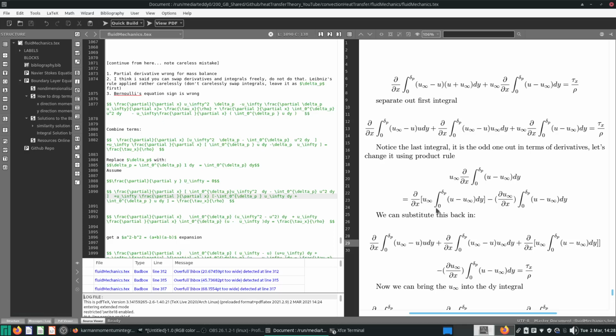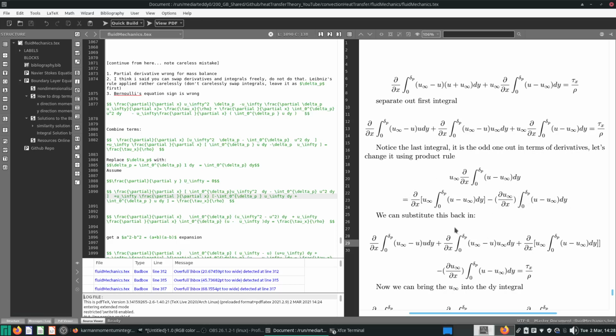u infinity, integral of u minus u infinity dy. This whole thing is differentiated with respect to x, minus del u infinity del x. This whole thing is a differential in itself, and then you multiply it by this integral of u minus u infinity dy. So you see, if you were to rearrange the equation, if you use product rule, this side will be differentiated, this side will be constant, and this is one of these terms here.